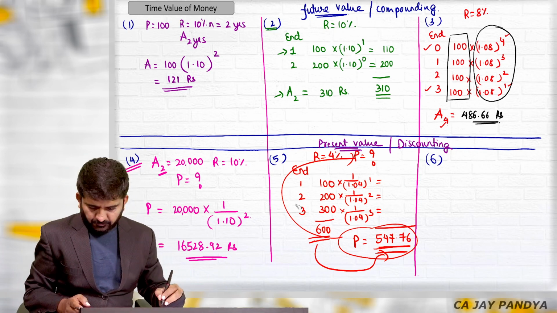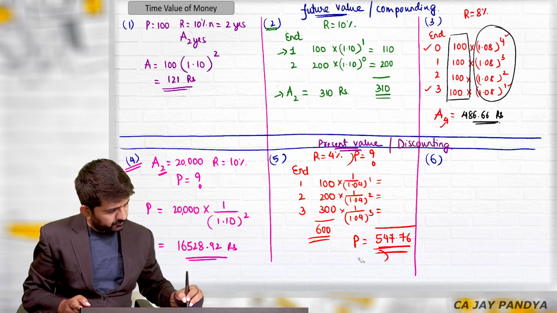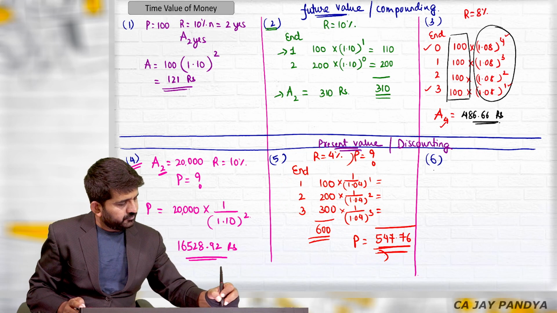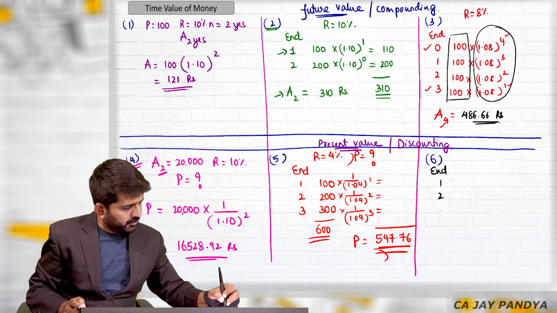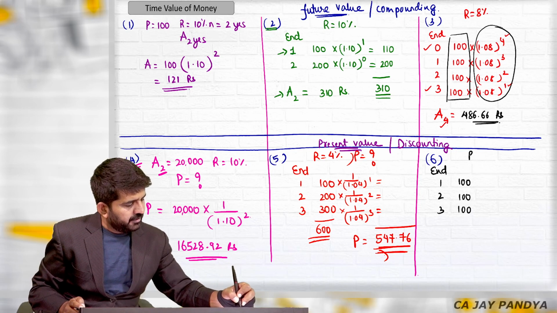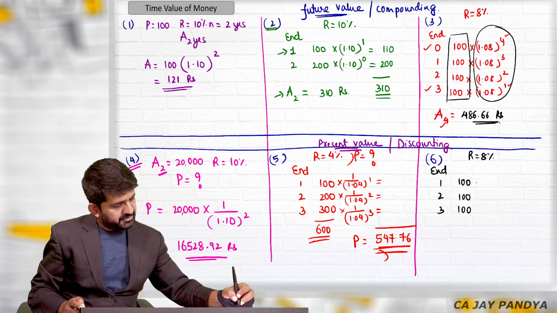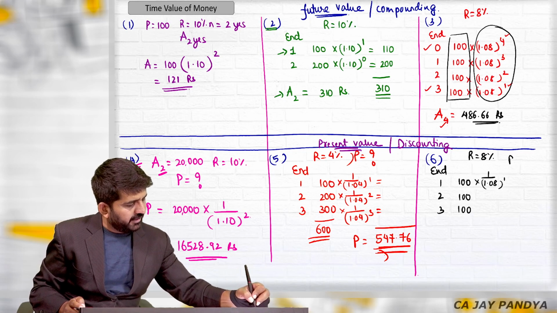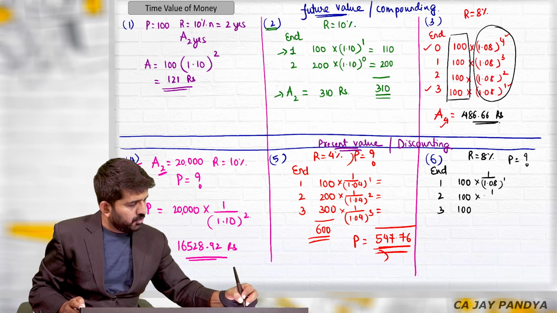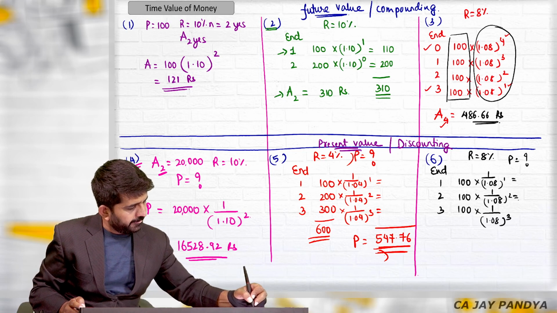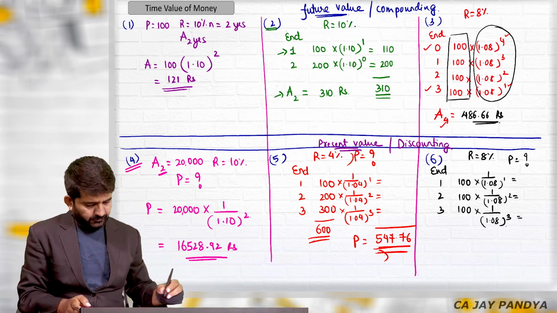Sixth one. At the end of 1, 2 and 3, the amount is 100, 100, 100. Rate of interest is 8%. Find out the present value. 1 divided by 1.08 raised to 1. I want to find out present value and not future value. 1 divided by 1.08 raised to 2. 1 divided by 1.08 raised to 3.